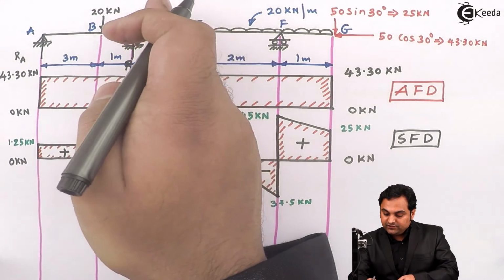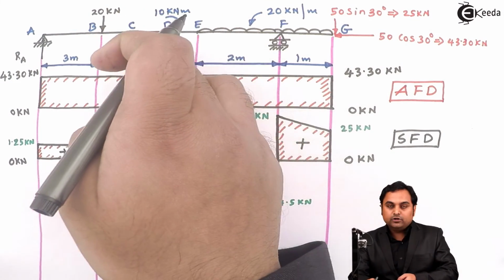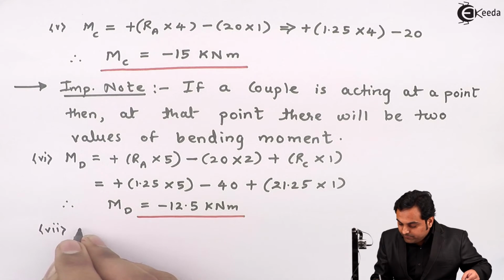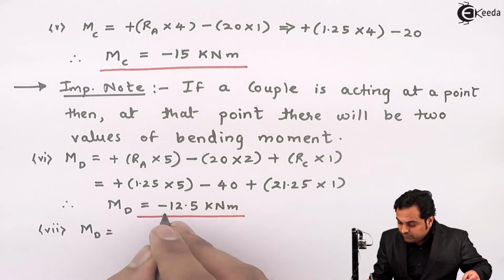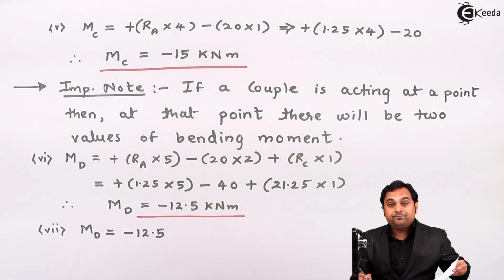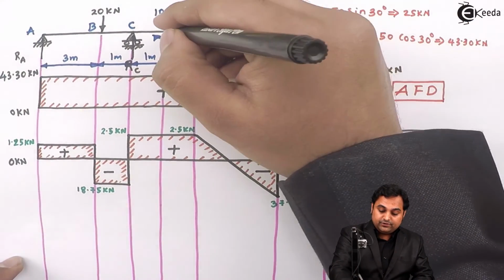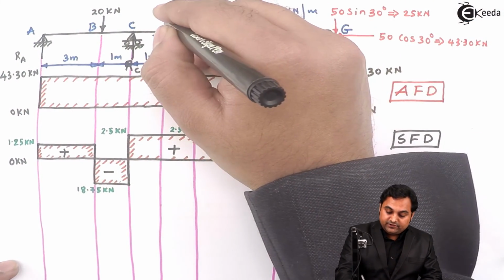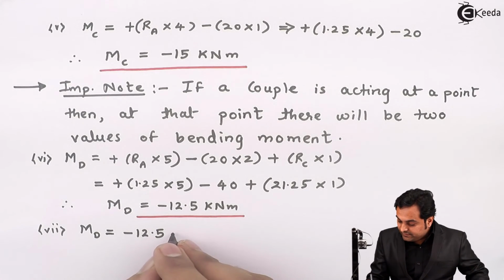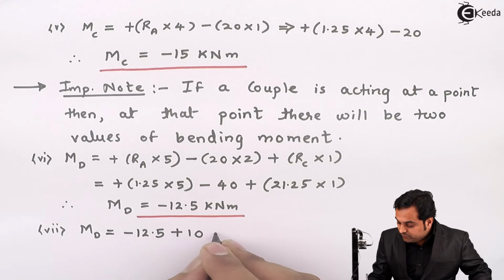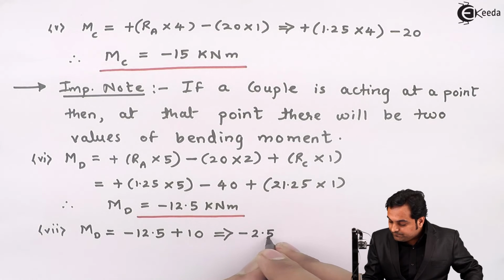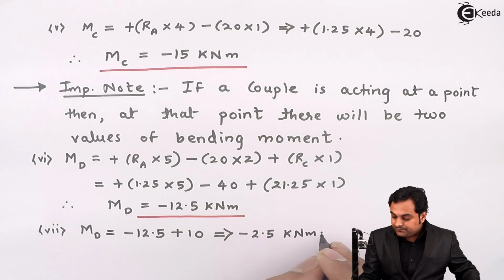Now when I am taking the section to the right of D, this couple will also be there. So again the second value of moment at point D will be equal to, up to the left the value is minus 12.5, it will remain same. And when I am taking the section on the right hand side of D, to the left there is clockwise couple, so clockwise couple to the left is treated positive, and that will be plus 10. So the moment at D, the other value, will be minus 2.5 kilonewton meter.